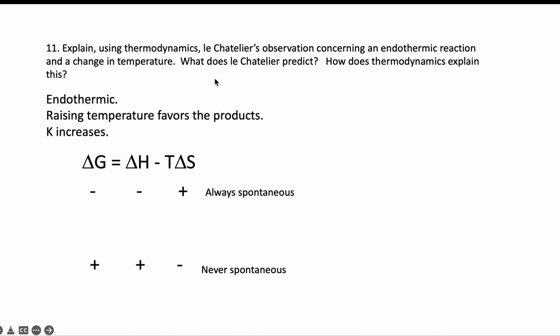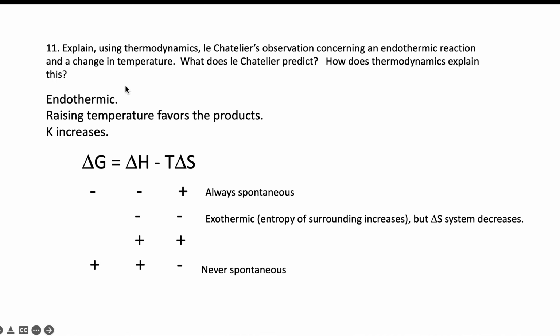Now, if we're seeing something here where it says an endothermic reaction and a change in temperature, and we see this shifting taking place, it's telling me that the temperature dependence is important. We have a scenario in which it's an exothermic reaction, but the entropy change for the system is decreasing. In this case, the temperature is going to be important. It's exothermic, which means the entropy of the surroundings is increasing. Heat's going into the surroundings. But that's being balanced by the fact that the entropy of the system is going down.